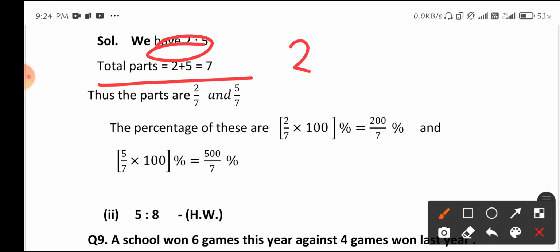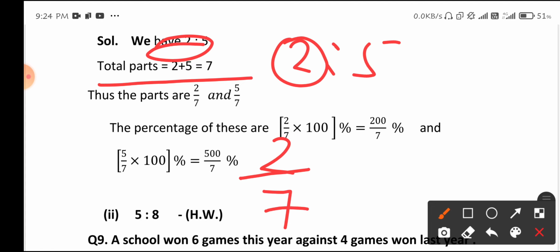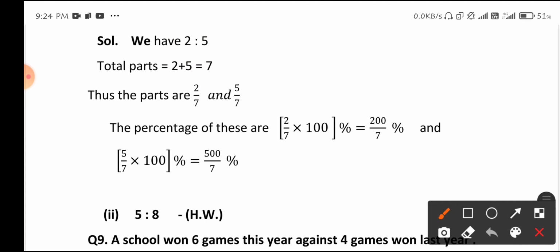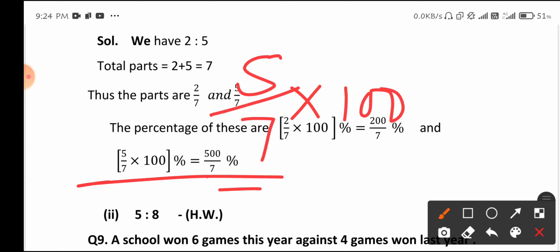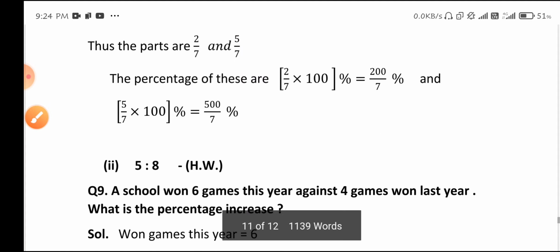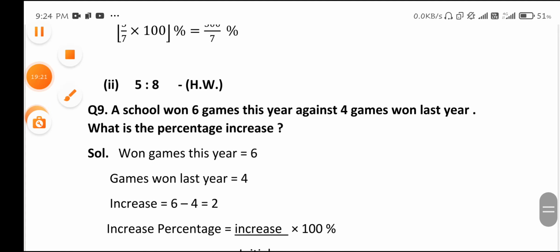After that first part is given 2, and out of how many parts? टोटल 7 पार्ट में से, और परसेंटेज निकाला तो 100 से मल्टीप्लाई करेंगे. सेम हियर सेकेंड पार्ट इज गिवन 5, सो 5 अपॉन 7 इंटू 100, so 500 by 7 percentage. Like this you have to solve the question number 2 also.